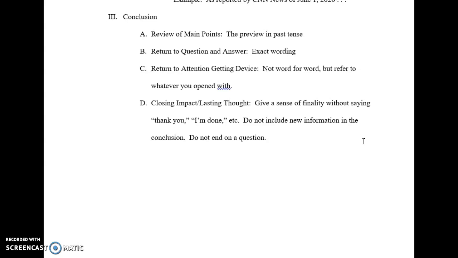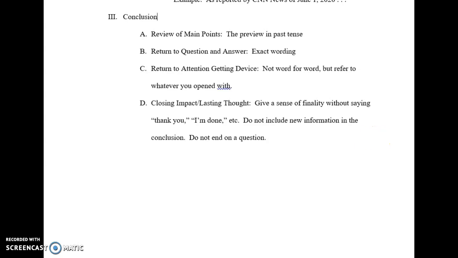You are going to return to the question and answer, and this question and answer should be the exact wording as it was in your introduction. Make sure you return to the attention-getting device, and this won't be word for word, but make sure you refer to whatever you opened with. And then your closing impact or lasting thought should give a sense of finality without saying, "Thank you, I'm done, that's it." Don't include any new information in the conclusion. Don't include your sources in the conclusion, and do not end on a question.